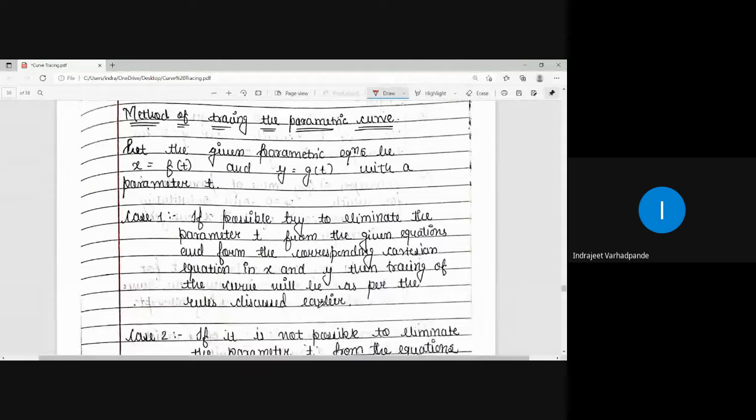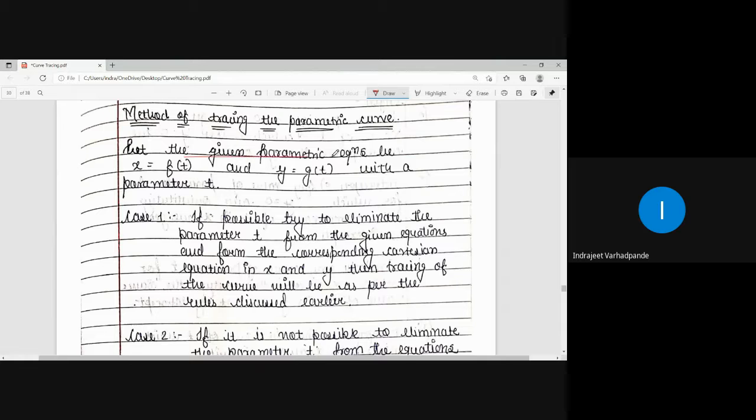The last portion of the unit Integral Calculus 2, under which we cover mainly the tracing of curves, is now dealing with parametrics. The last portion we will be discussing today is the method of tracing parametric curves. So how do we identify parametric curves?